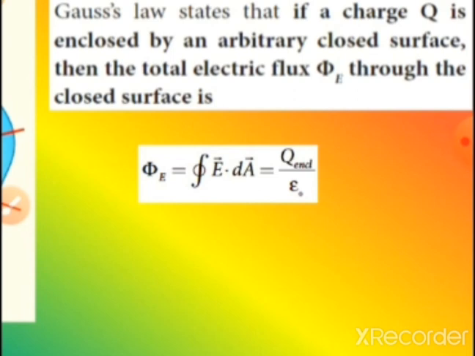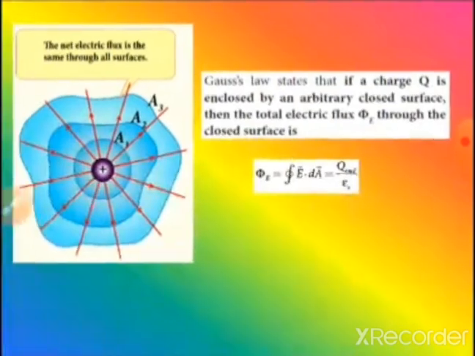Now Gauss law states that if the charge q is enclosed by an arbitrary closed surface, the total electric flux phi through the closed surface is equal to closed integral E vector dot dA vector. It's equal to q enclosed by epsilon naught. So this is the statement of Gauss law.